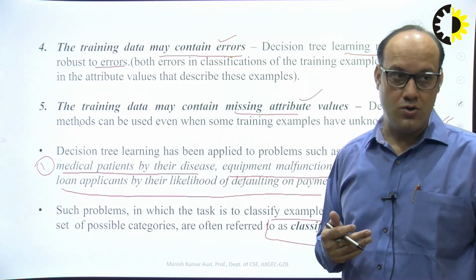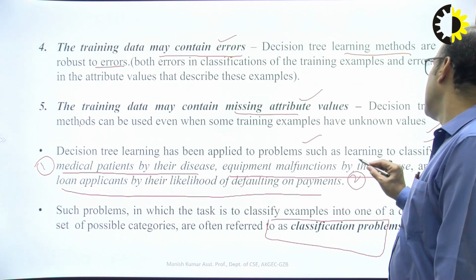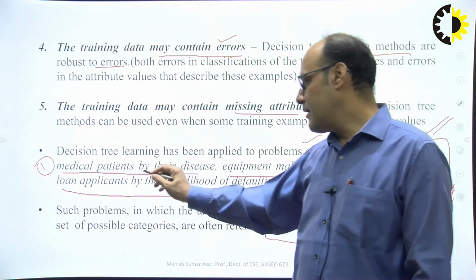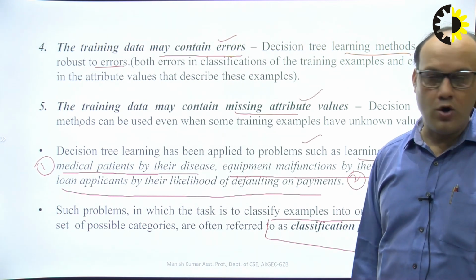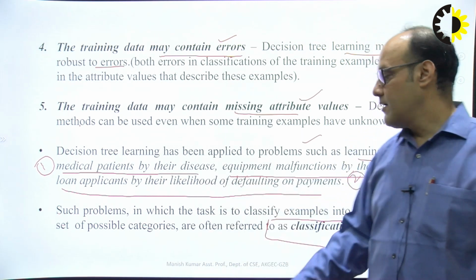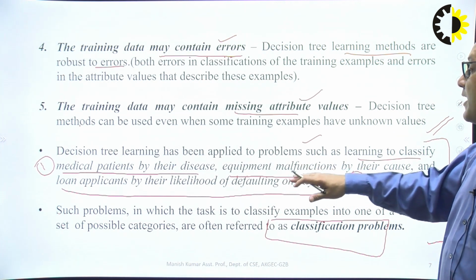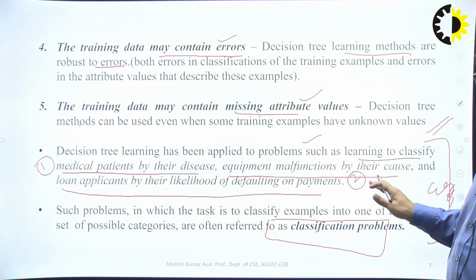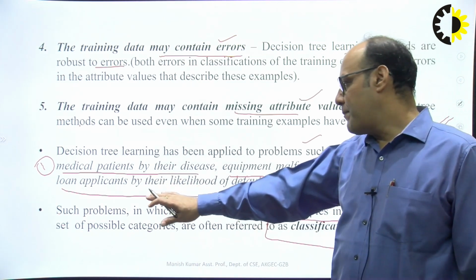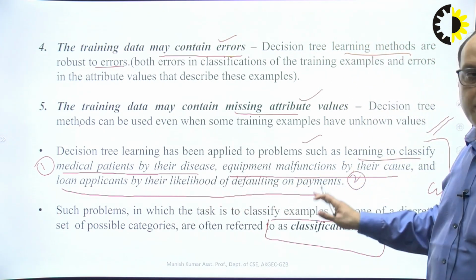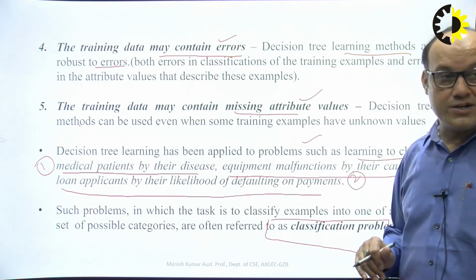Decision tree learning has been applied to problems such as learning to classify medical patients by their disease. If I need to classify medical patients on the basis of diseases, or if I want to classify equipment malfunctions by their cause, there I can use a decision tree, right? Thirdly, classifying a loan applicant by the likelihood of defaulting on payment. There too, decision tree representation can be used.